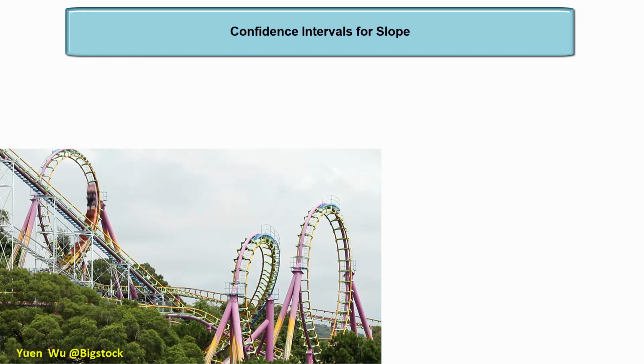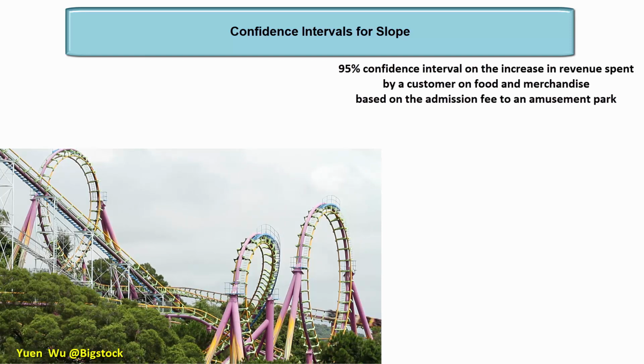Let's do a write-up for a 95% confidence interval on slope. Recall that slope is rate of change, so we're going to construct a 95% confidence interval on the increase in revenue spent by a customer on food and merchandise based on the admission fee to an amusement park. Recall we took one random sample of 51 customers and got the following regression line. The sample slope was 0.76.